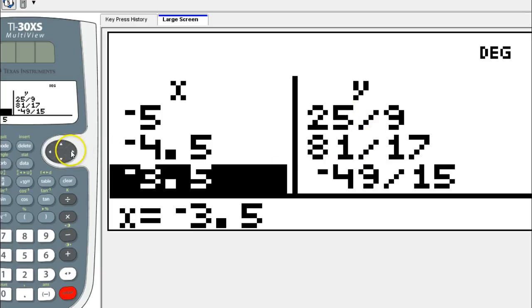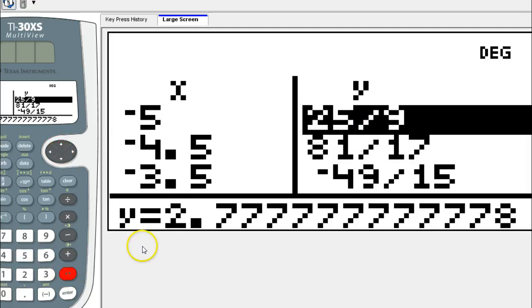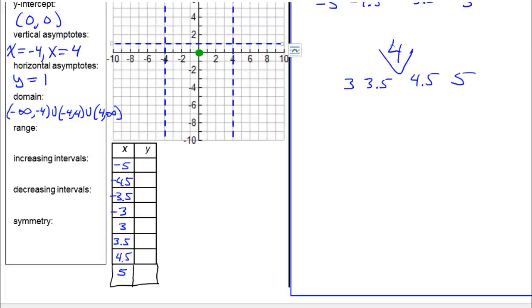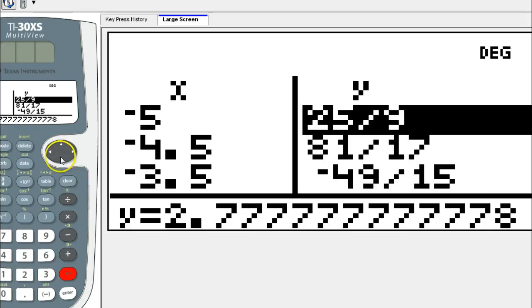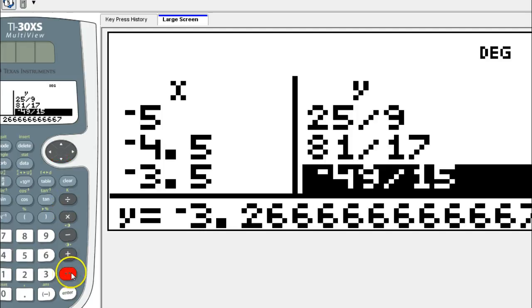These ugly fractions are not very helpful to me for graphing, so I'm going to convert each one to a decimal by highlighting it and hitting this toggle button right here. So this is approximately 2.8. I'm going to round this up because it's bigger than 5. So 2.8. Alright, I'll move down and do the same thing. This is 4.8. Again, round up because this is a 6. Okay, next is the -3.5. Toggle that. That is -3.3.